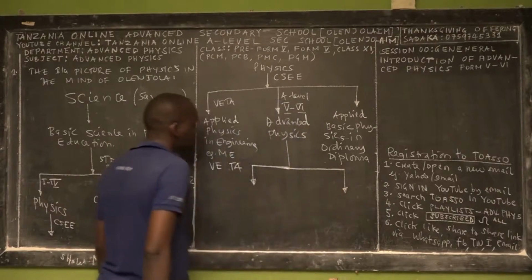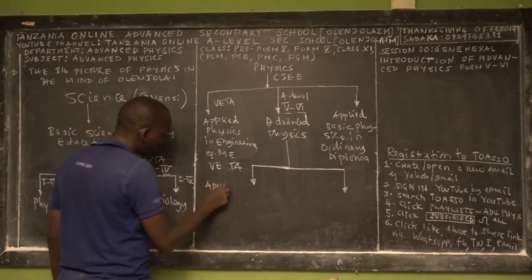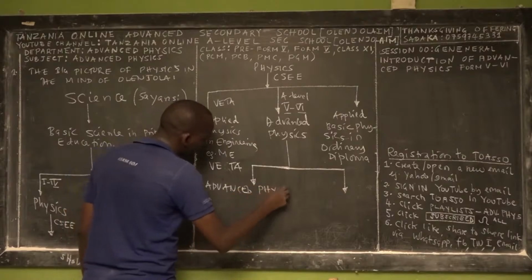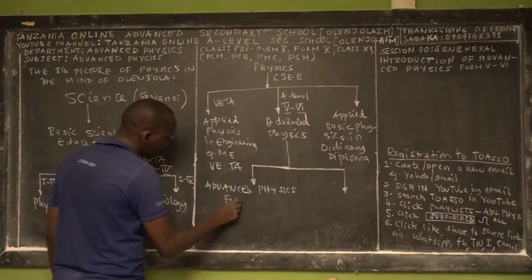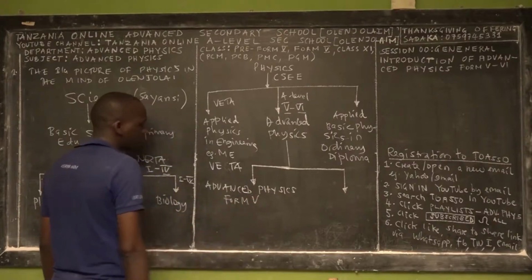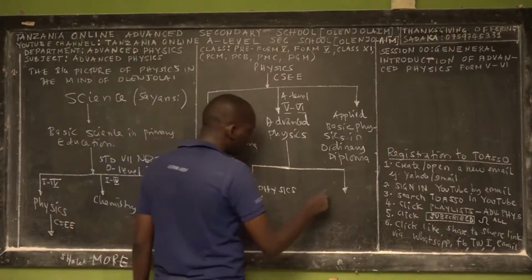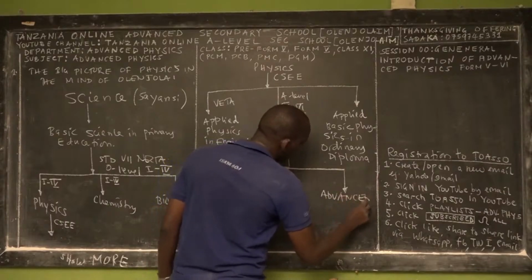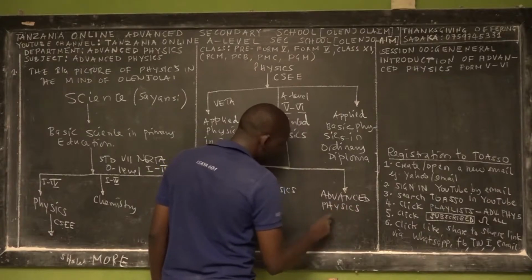Do you know them? Tell me in the comment section, please. The first one is called Advanced Physics Form 5, the one that I'm teaching you right now. Then the second subject is called Advanced Physics Form 6.